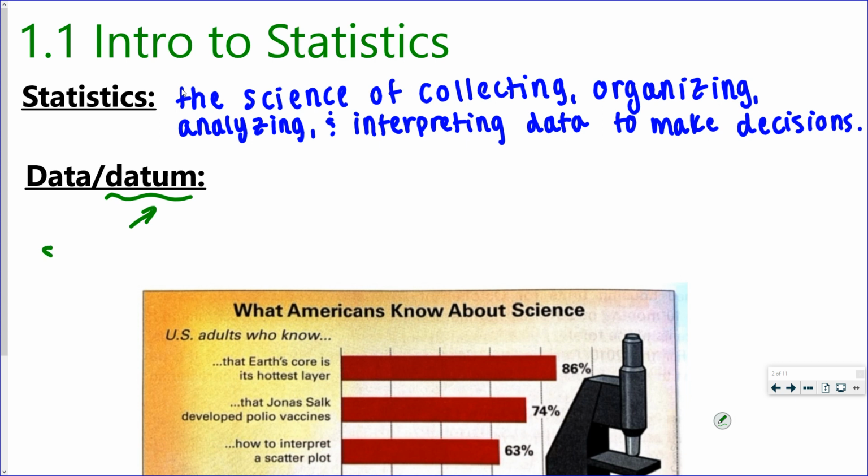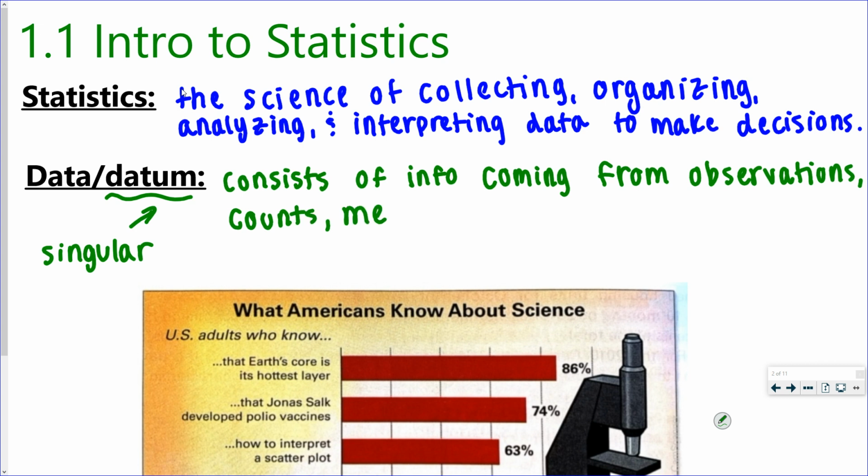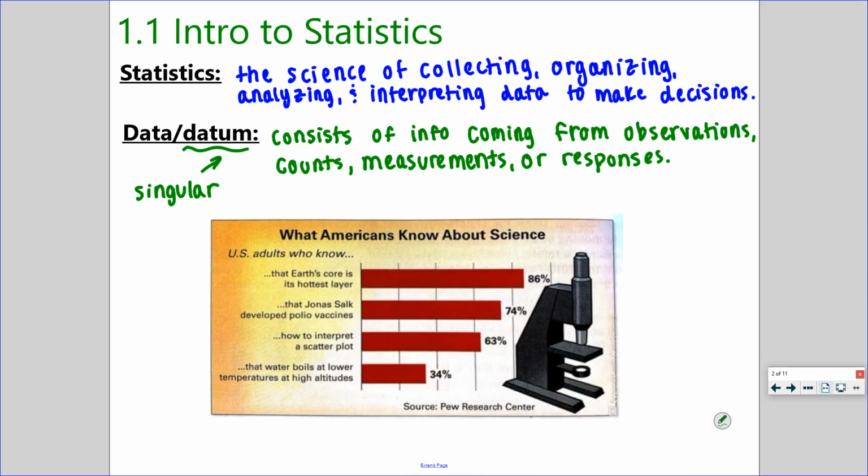This right here is just the singular version of datum. You don't see that a whole lot because when we talk about data, it's usually more than one piece of data. So data consists of information coming from different forms of studies. Observations would be one way we could collect data. Surveys, counts, measurements, and responses would be more like a survey. Probably some vocab you've heard before, but that's the mathematical definition.